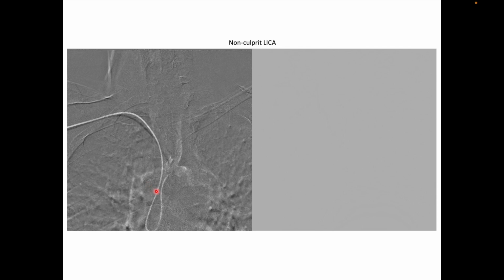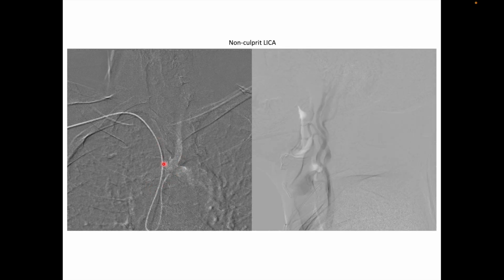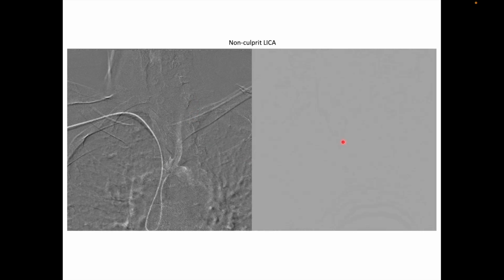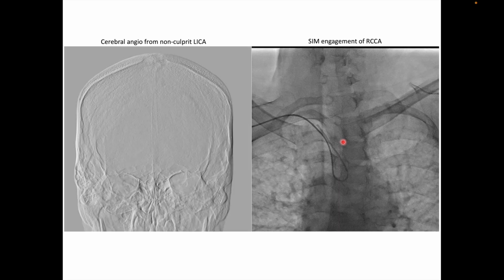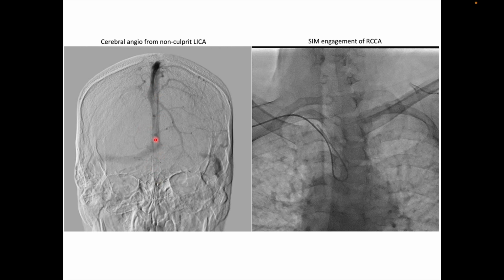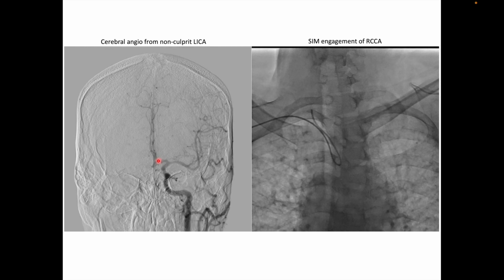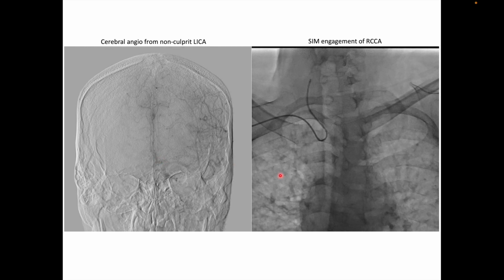So first the non-culprit picture is being taken to complete the diagnostic work. So just pulling it up, SIM has gone into the left carotid. You can see here some moderate disease here, nothing much. You take a cerebral angio of the non-culprit side just to see that both the anterior cerebral arteries are being cross-filled. So the right ACA has also been cross-filled from the left. So this is one information that you've got here.